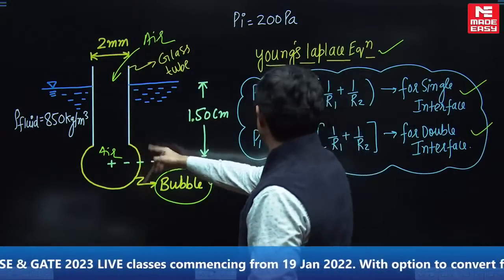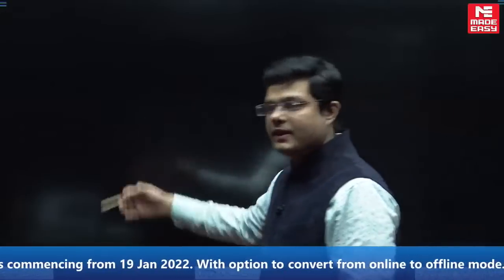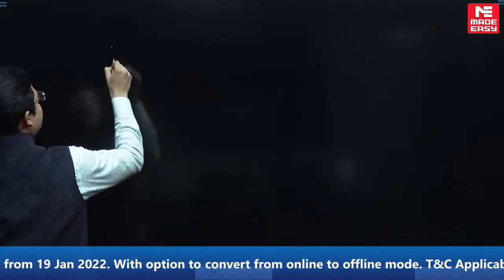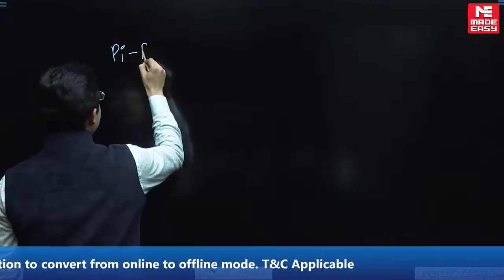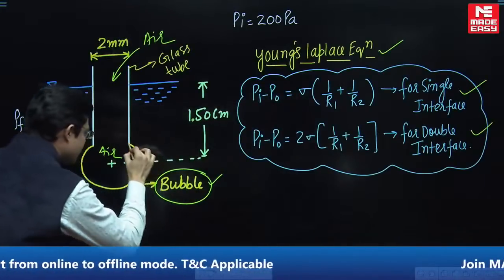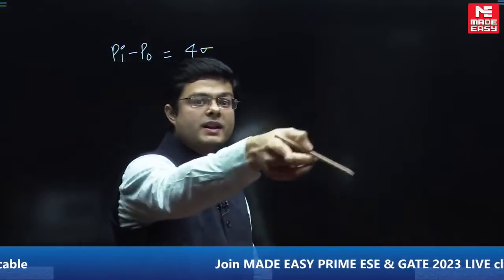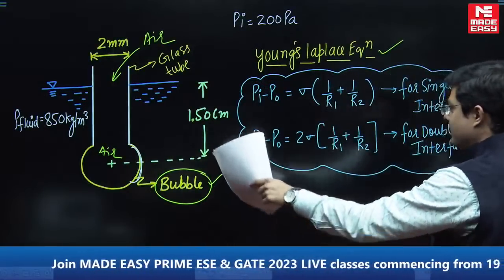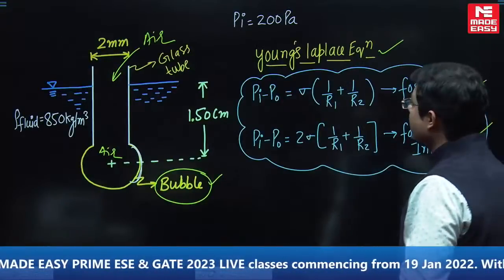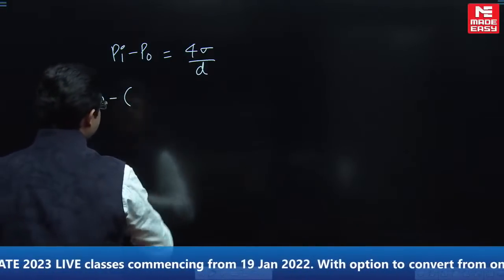For a bubble R1 and R2 will be taken equal to R. So therefore this is going to be 2 sigma by R, which will be 4 sigma by D. So for a bubble submerged in liquid, the pressure difference across the curved interface, you see this is our curved interface, is actually 4 sigma by D. Okay, so therefore Pi, what is the internal pressure inside the bubble? Inside the bubble the pressure is given in the question as 200 Pascal. Wonderful. So this is 200 minus what is the outside pressure?